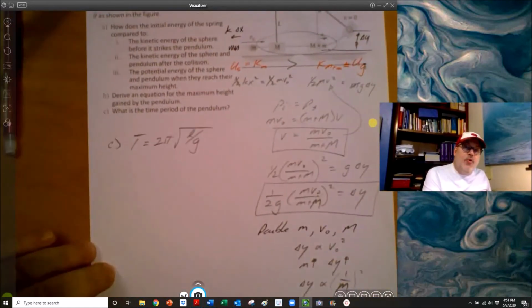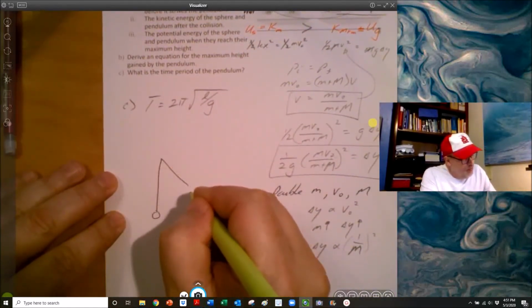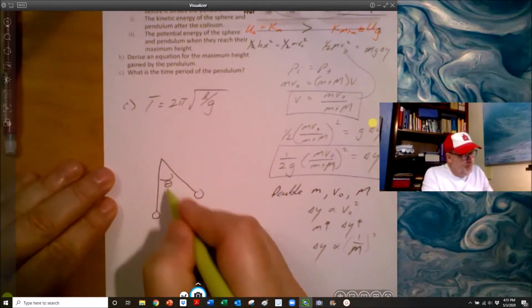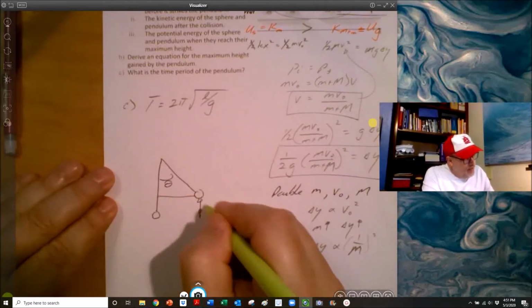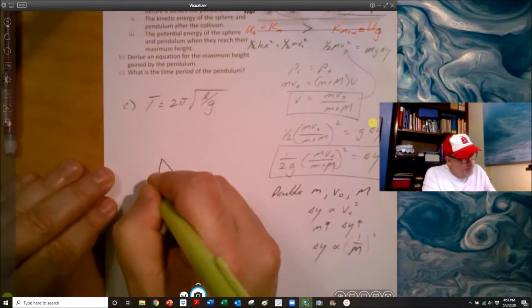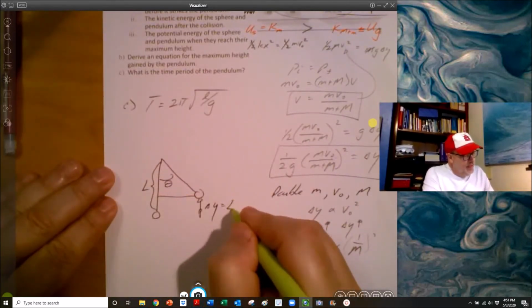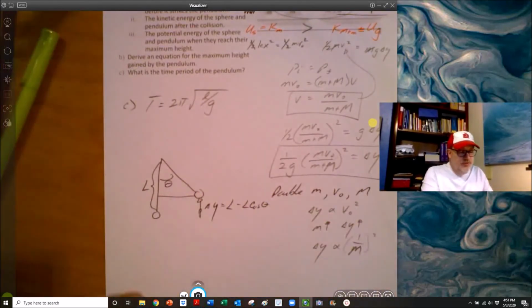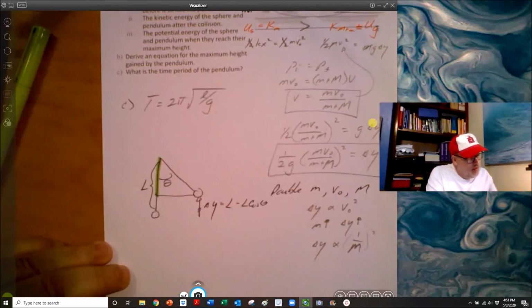One last thing I want to point out about this problem is that this does show up on the test sometimes, is when the pendulum swings from side to side, and that's theta, remember that we can find this delta y if this is the length of the pendulum from here to here. It equals the length of the pendulum minus L cosine theta. L cosine theta is this bit right here.